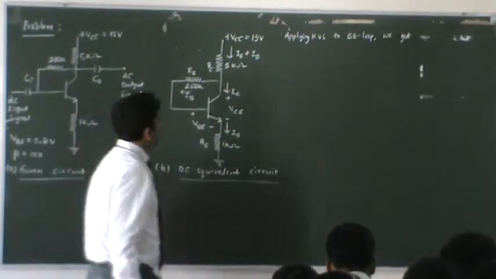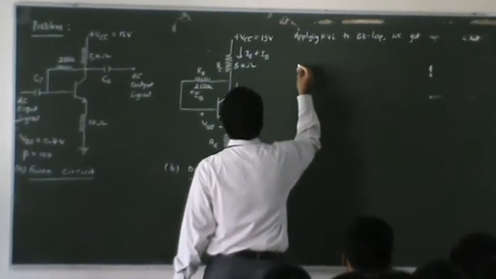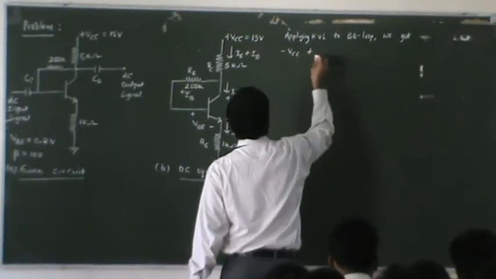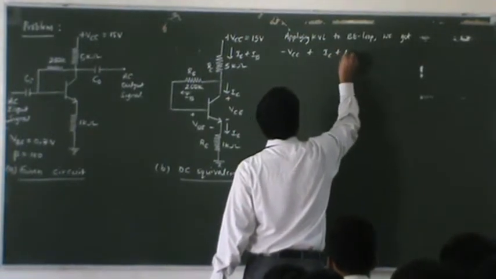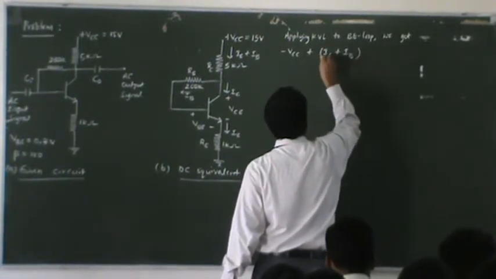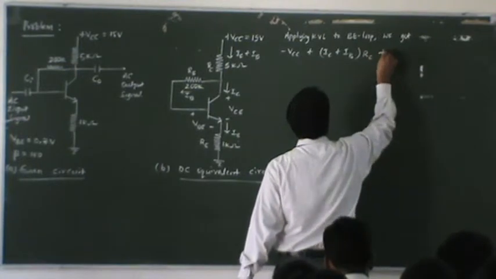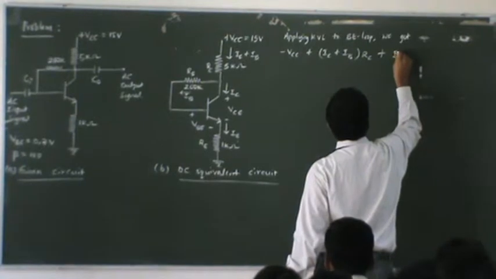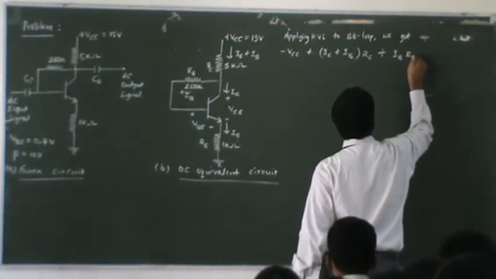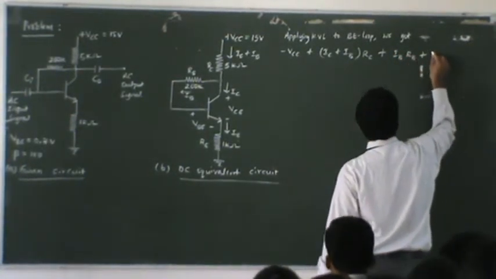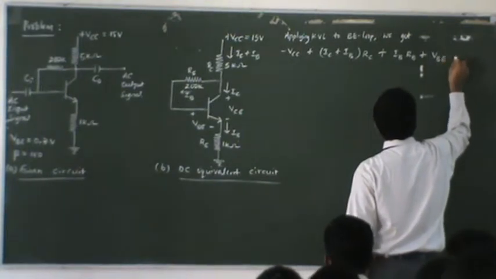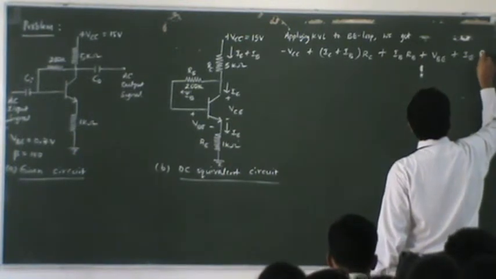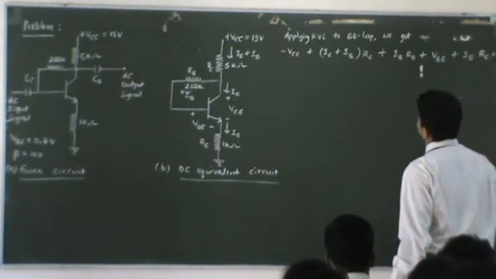What will be the solution if you apply KVL to the base emitter loop? Minus VCC plus IC plus IB times RC plus IB times RB plus VBE plus IE times RE, which is equal to 0.